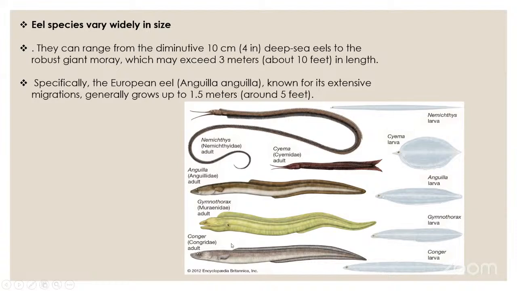What is the adult name? What is the larva name? Conger, that is Congridae, is the adult. The larva of this conger eel is conger larva. Then Gymnothorax, so the larval stage is Gymnothorax larva. Anguilla, so this is Anguilla larva. You can see the shape and the size of the larva. Then Nemichthys, which belongs to Simidae adult. So the Sima larva.